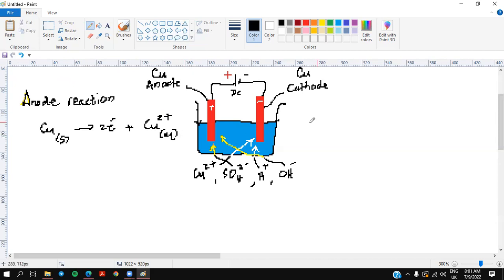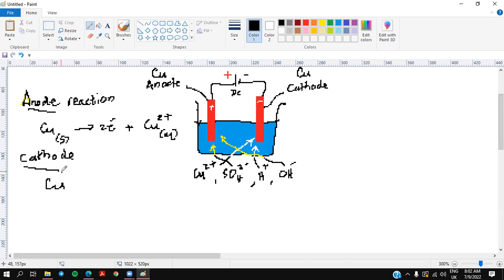That is the anode reaction. Now the cathode reaction. For the cathode reaction, cations pass away. There are 2 types of cations, copper 2 plus and H plus ions. Both will go to the cathode, but what will react? For the cathode reaction, we have to see the cation produced by a lower reactive element, from copper 2 plus and H plus. So what is lower reactive, copper or hydrogen? Copper is lower reactive.